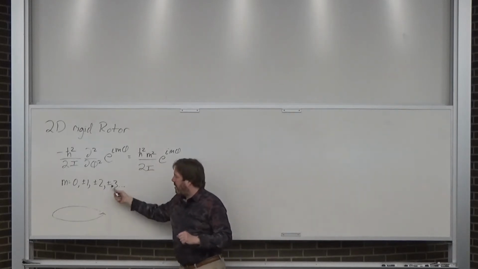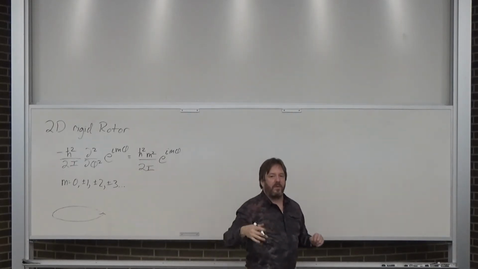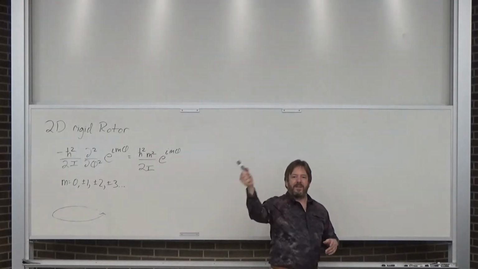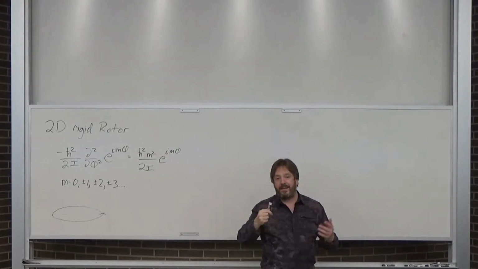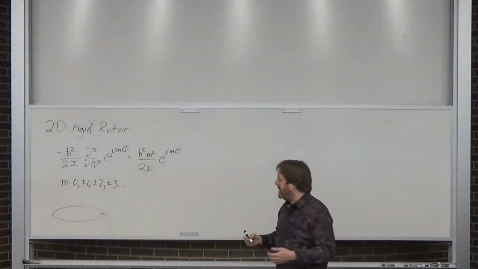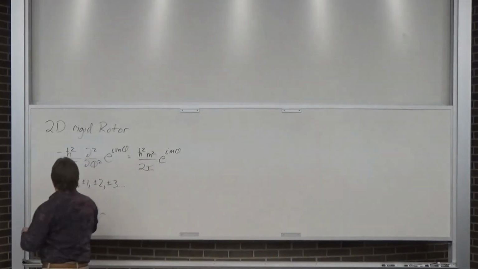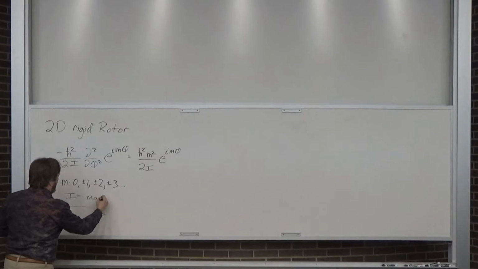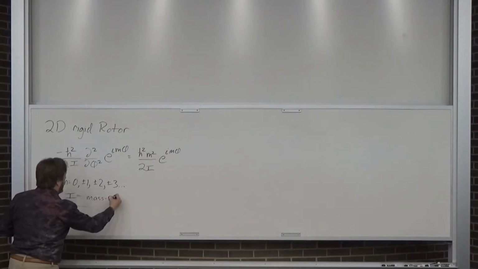Now m is a quantum number: 0, 1, 2, 3, 4, 5. It can be negative. Positive is like this, negative is like that. Things can rotate two ways. That's a degeneracy. We talked about degeneracies. I happens to be the moment of inertia, and that is mass times r squared.